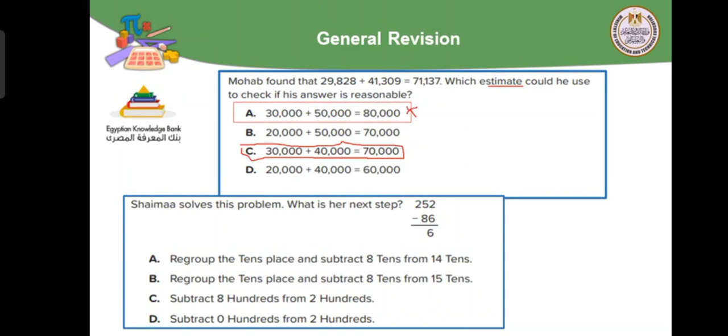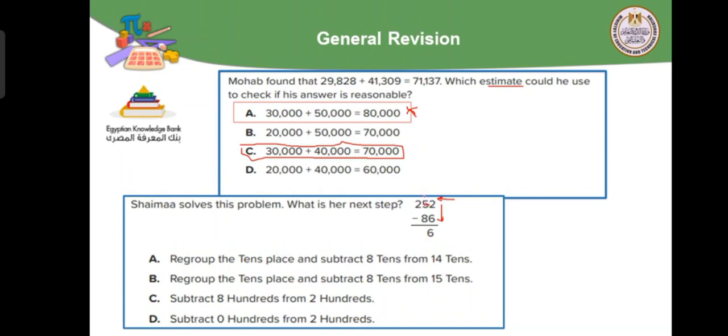Okay, 252 minus 86. If we do it as usual, we begin from right to left, then up to down. This is the traditional way, okay? 2 minus 6 can't be done, because 2 is less than 6. So what should we do? Yeah, take 1 ten.